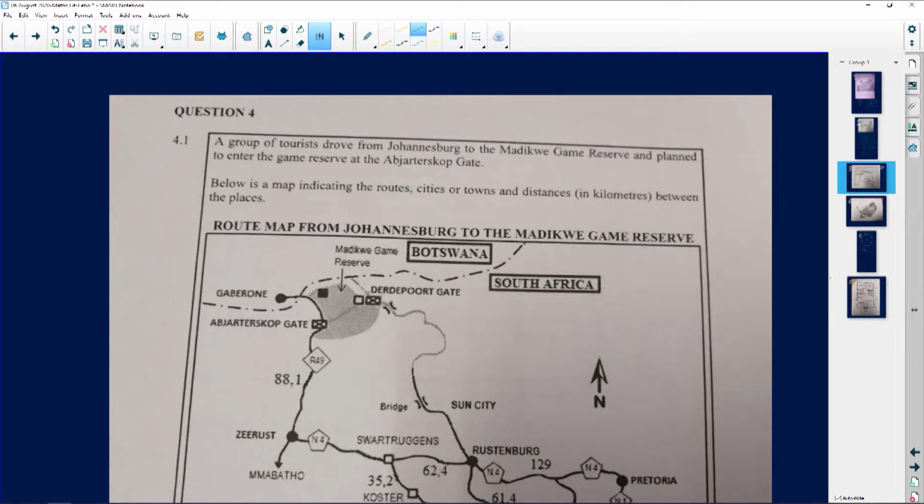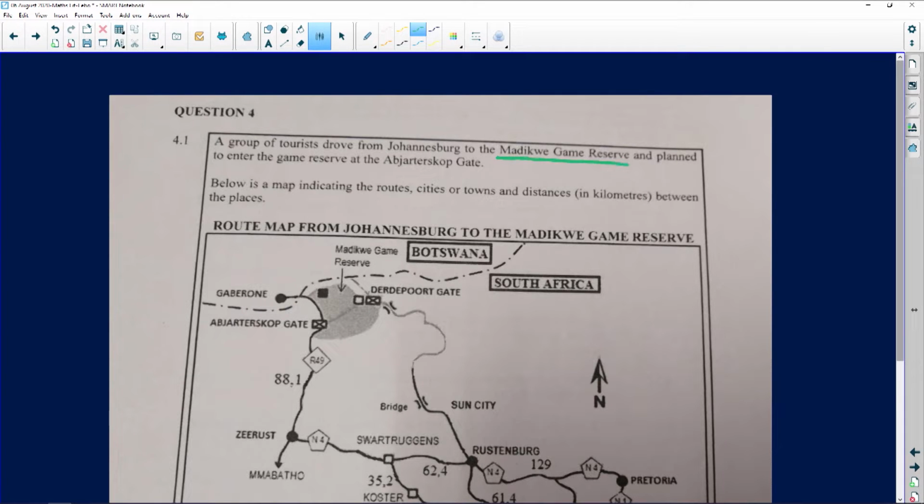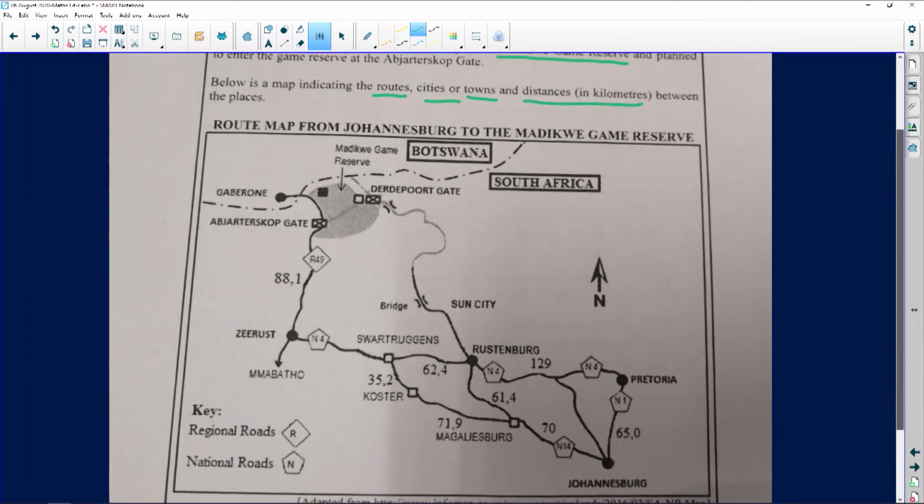So you see that with maps and scales, you can get any type of map. So they're driving from Johannesburg to Madikwe Game Reserve and plan to enter the game reserve at the Abjaterskoop gate. Okay, so we've got all that information. Below is a map indicating the routes. So we've got the routes, the cities or towns, the distances in kilometers. It's important for you to know that distances are in kilometers so that you can know what exactly we are working with, the numbers.